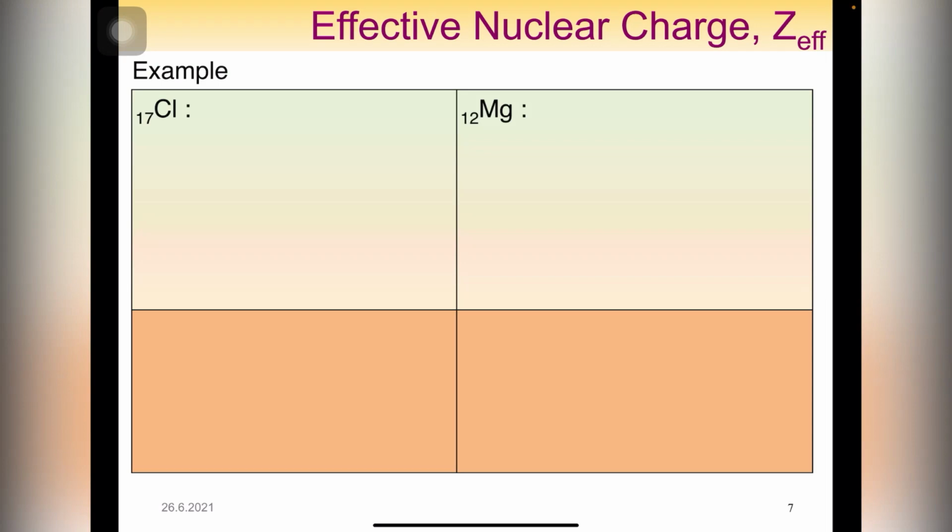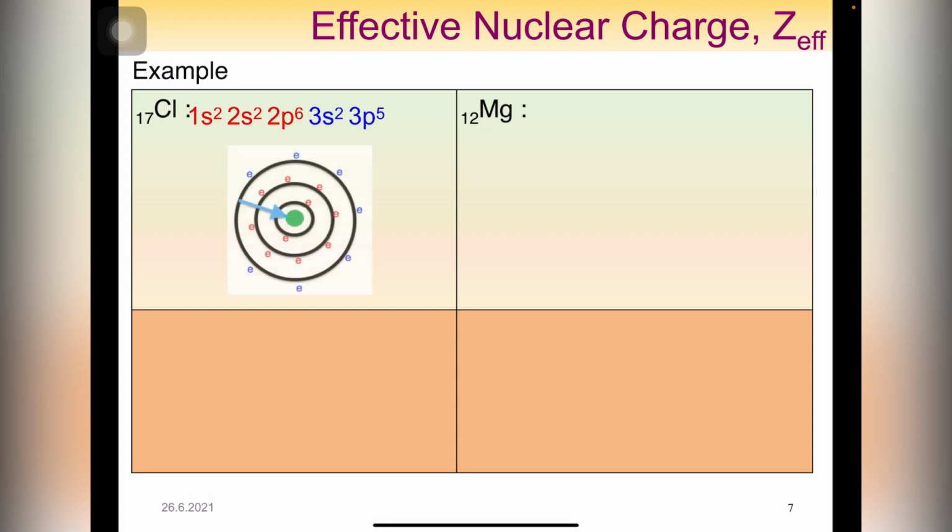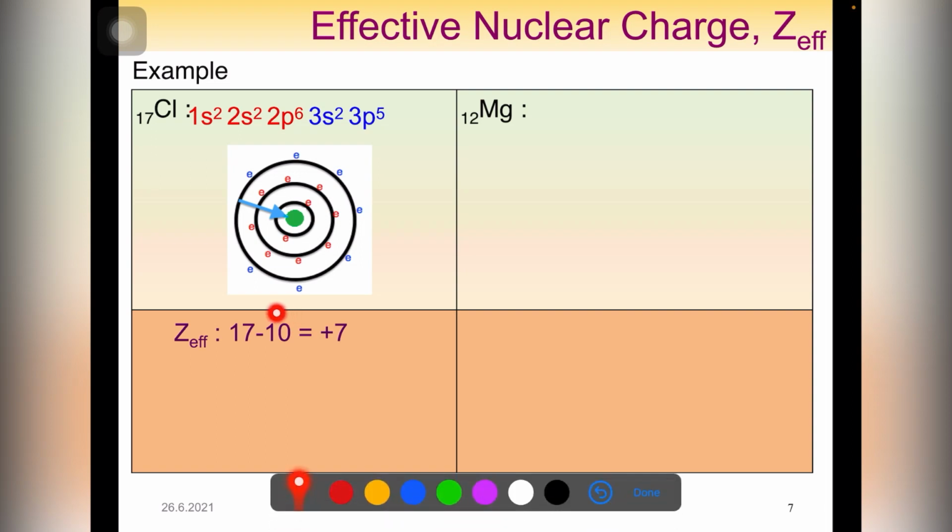For example, there are chlorine with proton number 17 and magnesium 12. This is the electronic configuration for chlorine, and this is the atom model for chlorine. This is how to calculate the Zeff for chlorine: 17, which is the proton number, minus 10. 10 is the number of inner electrons.